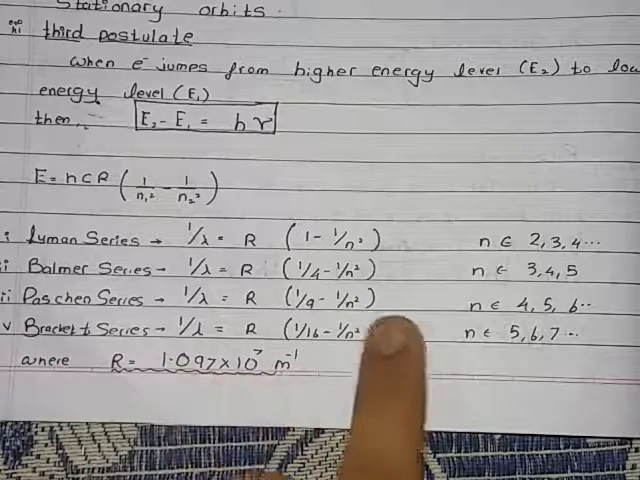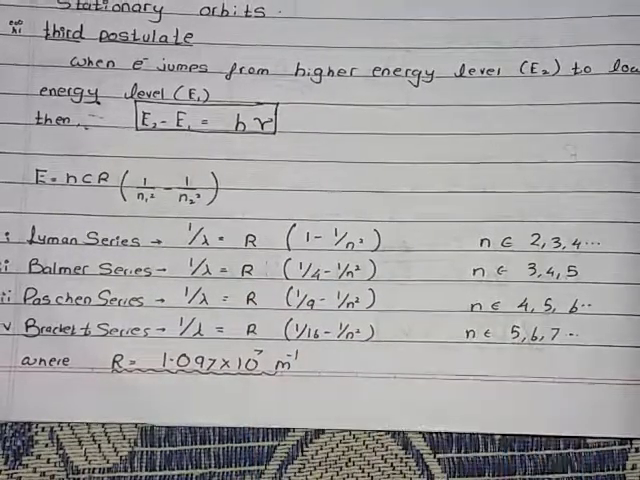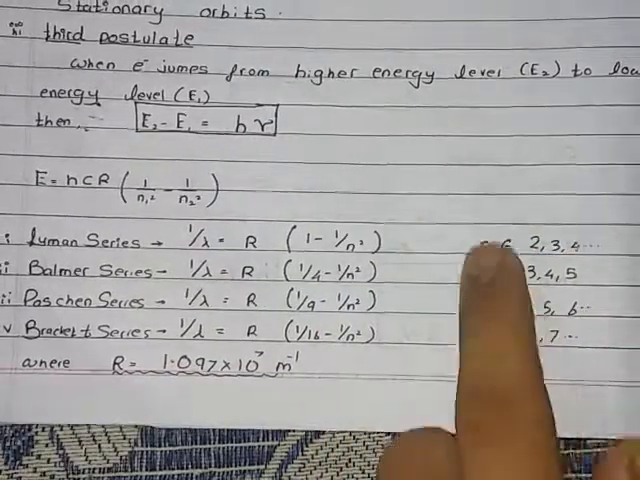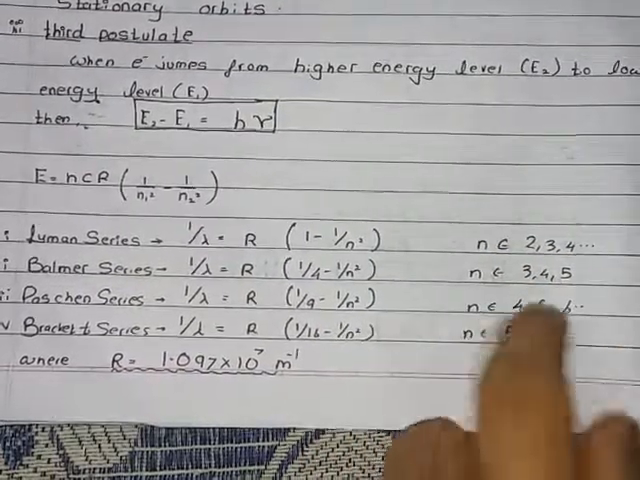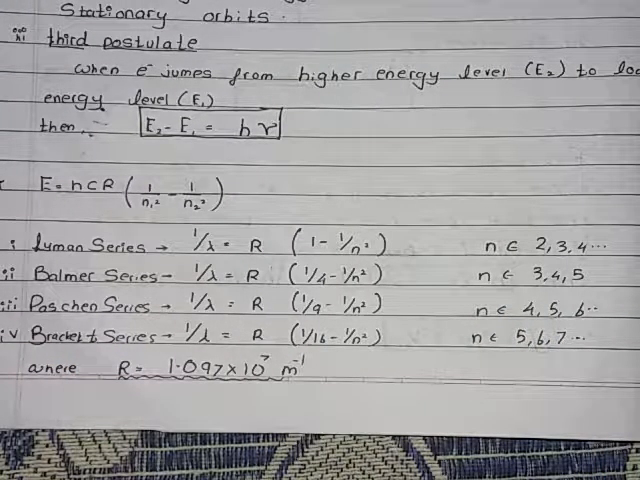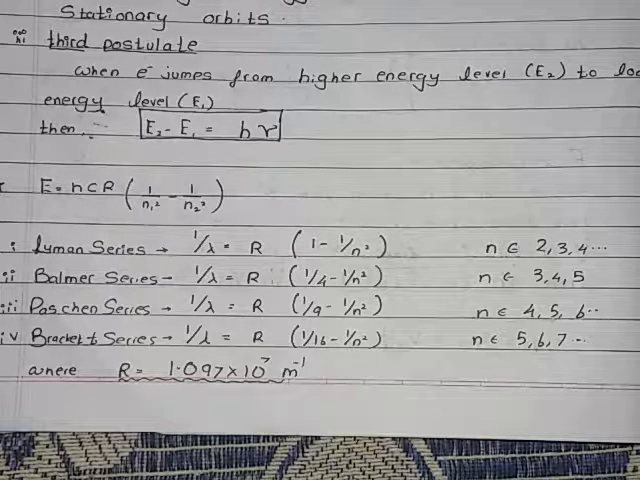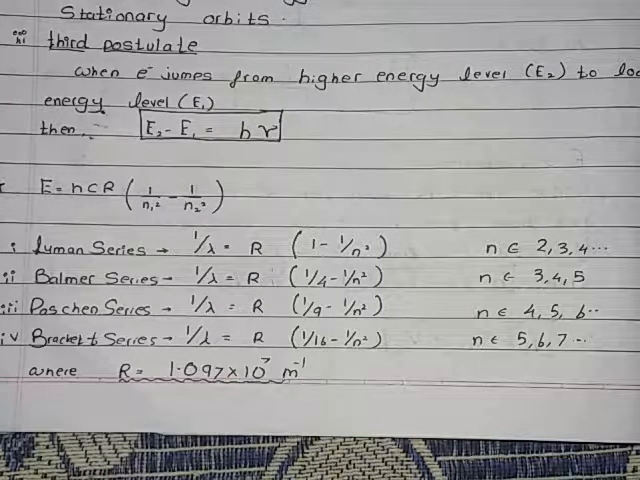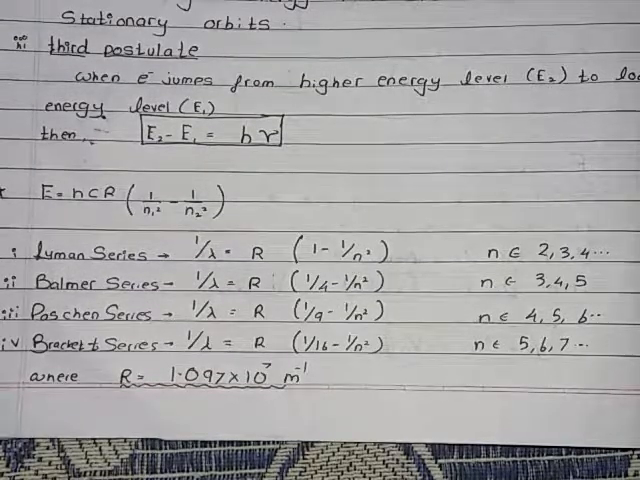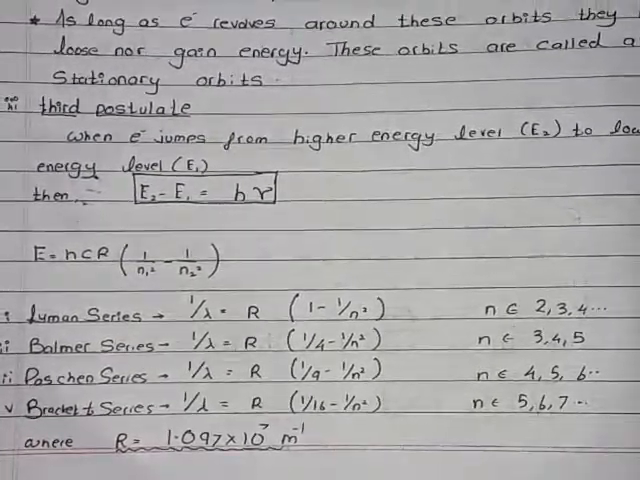Balmer series: 1 upon 2 square minus 1 upon n square, into R, where n can be 3, 4, 5 to infinity. Paschen series: 1 upon 3 square minus 1 upon n square, where n is 4, 5, 6, 7 and so on. Brackett series: 1 upon 4 square minus 1 upon n square, where R is Rydberg's constant, 1.097 into 10 power 7 per meter. We have completed this part.